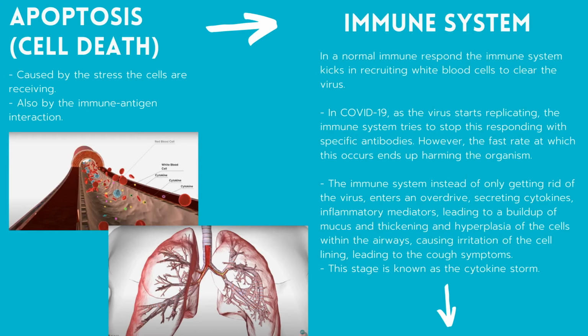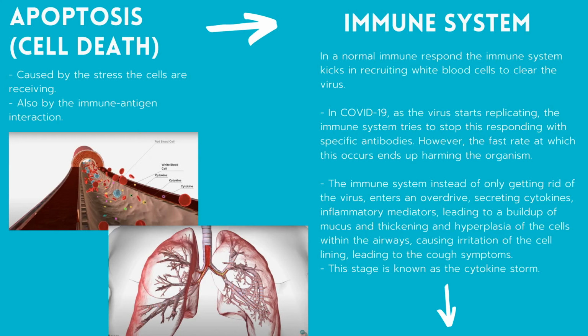This is caused by the stress the cells are receiving and also by the immune-antigen interaction. Talking about the immune system, in a normal immune response, the immune system kicks in, recruiting the white blood cells to clear the virus. In COVID-19, as the virus starts replicating, the immune system tries to stop this, responding with specific antibodies. However, the fast rate at which this occurs ends up harming the organism.